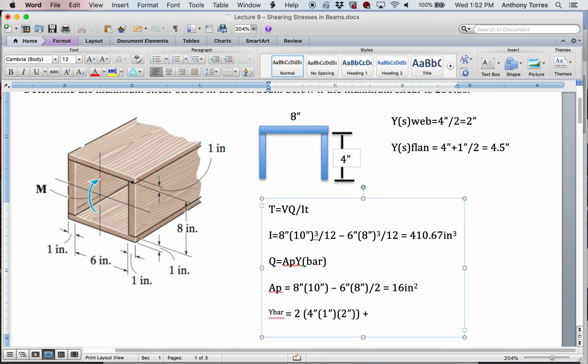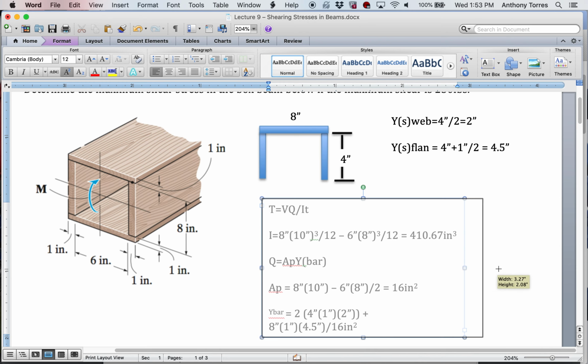And then we're going to do plus the area of this top bar. We don't have a line where that's previously calculated, but you can just see it's 8 times its thickness from this graph, which is 1 inch. So 8 inches times 1 inch multiplied by its squiggle, which is 4.5 inches. All of this is the numerator, so all that needs to be divided by AP, which we just calculated, of 16 inches squared.